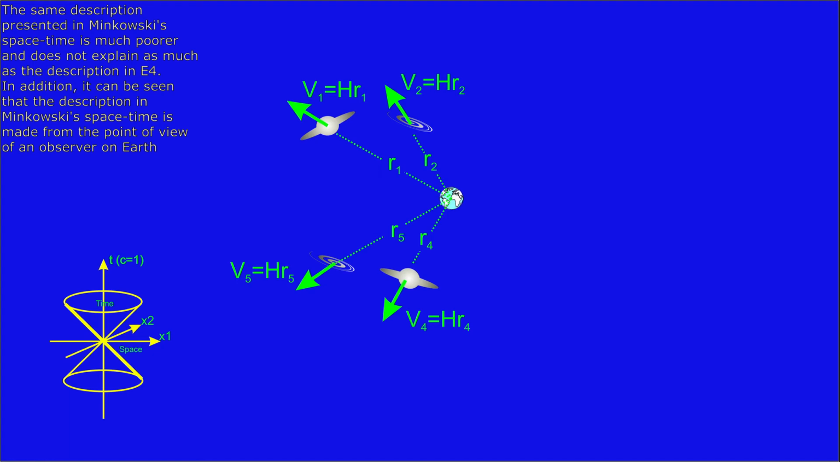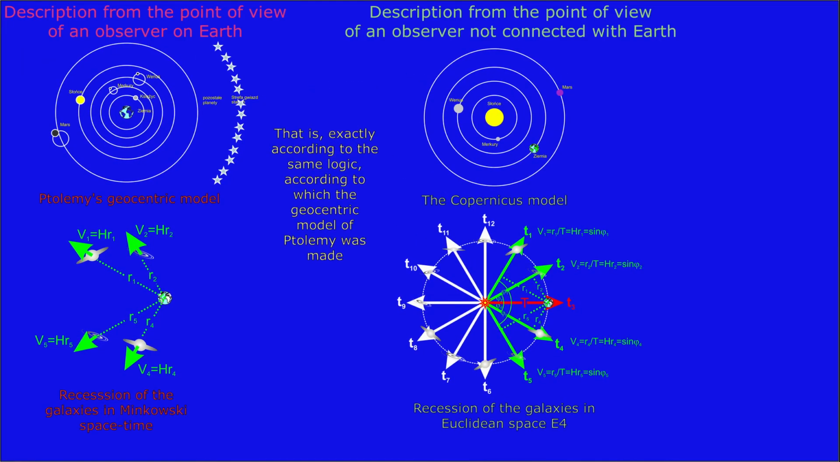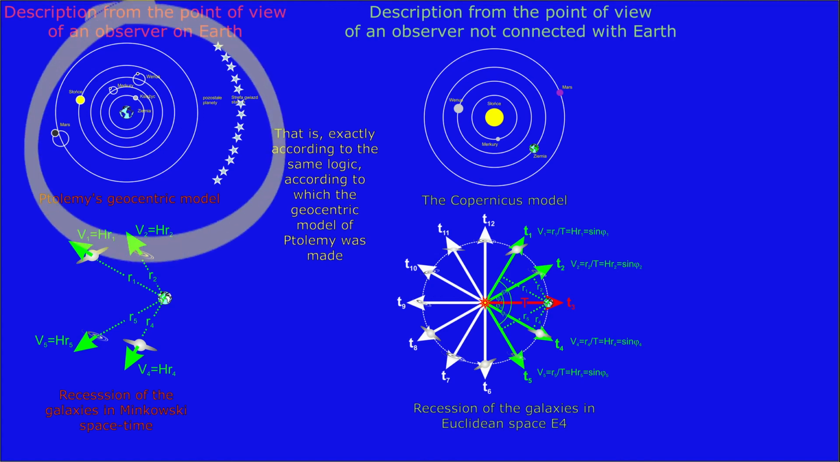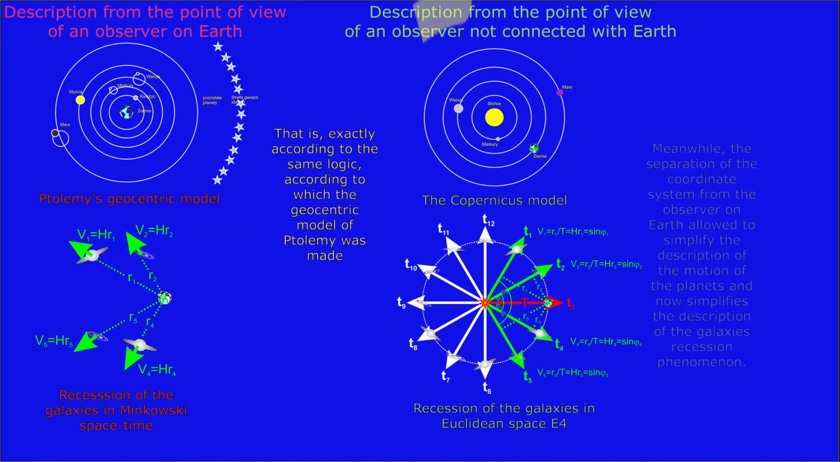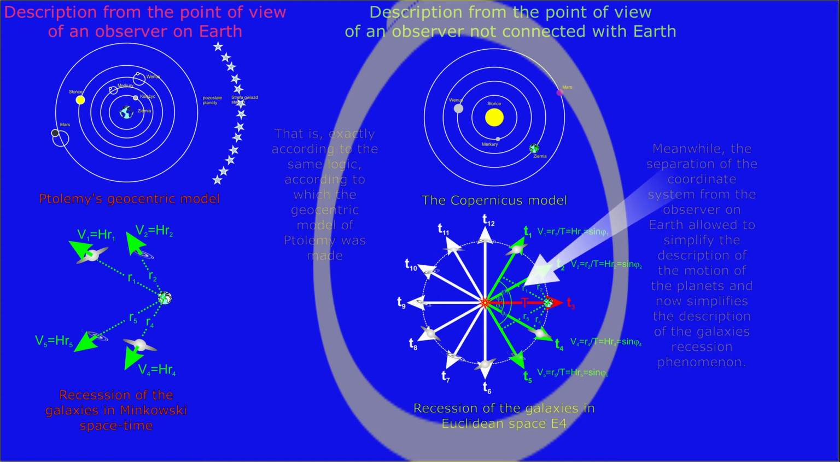In addition, it can be seen that the description in Minkowski's spacetime is made from the point of view of an observer on Earth. That is exactly according to the same logic according to which the geocentric model of Ptolemy was made. Meanwhile, the separation of the coordinate system from the observer on Earth allowed to simplify the description of the motion of the planets, and now simplifies the description of the galaxy's recession phenomenon.